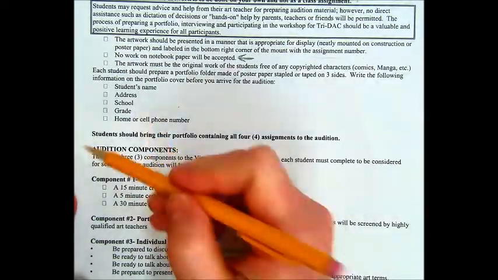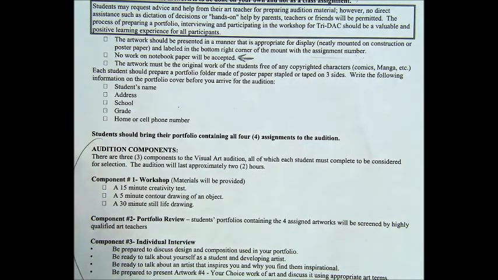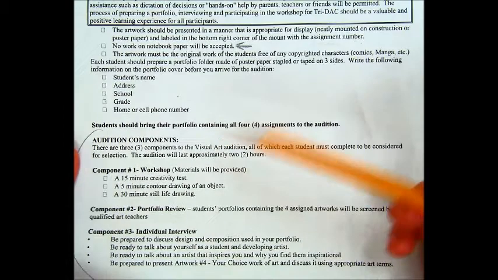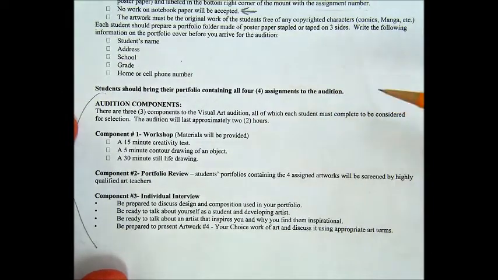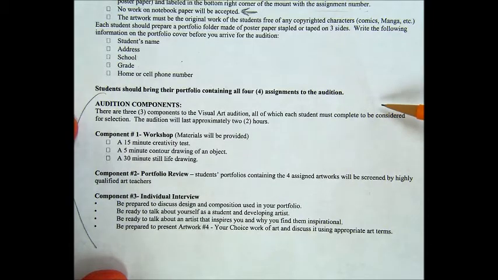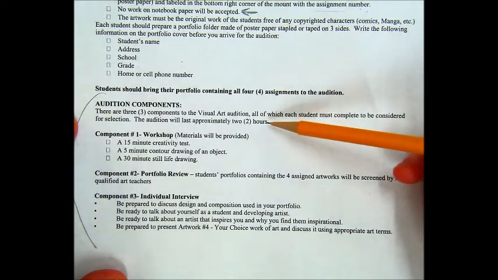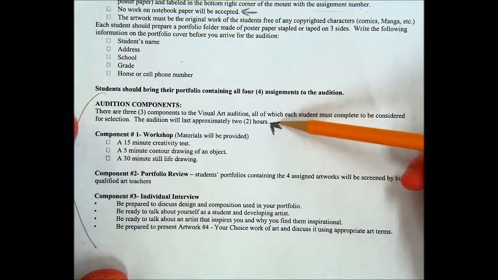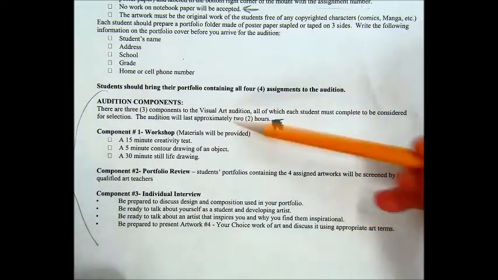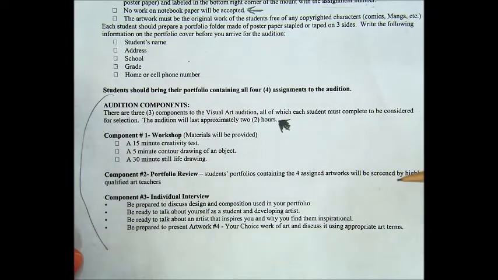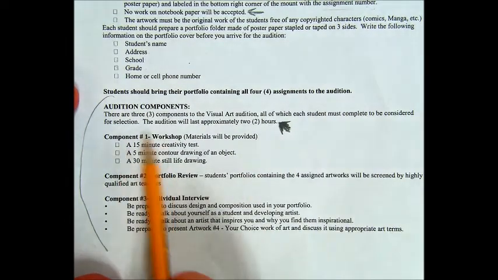Now, this talks about the actual audition. So when you go there on March 7th for your audition, this is what will be happening. There are 3 components to the visual art audition, all of which each student must complete to be considered for selection, and it'll last for approximately 2 hours. Make sure that you eat before you go, get enough sleep so that you'll be prepared to do well and enjoy this audition. I think this will be the most fun part for you. Creating the artwork will be fun, but this is going to be a new experience, which will make it especially fun. So first component, the workshop.